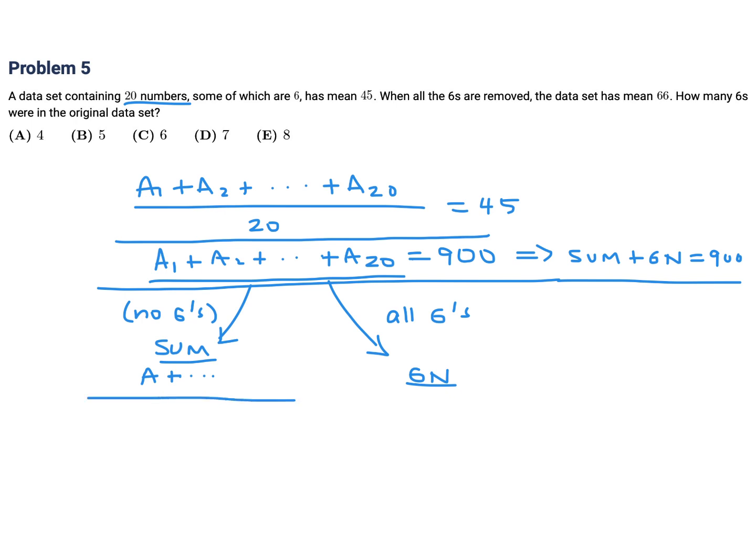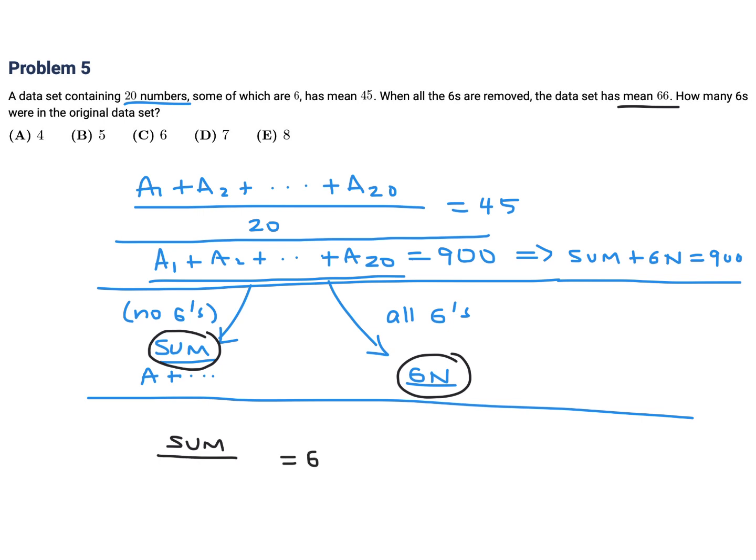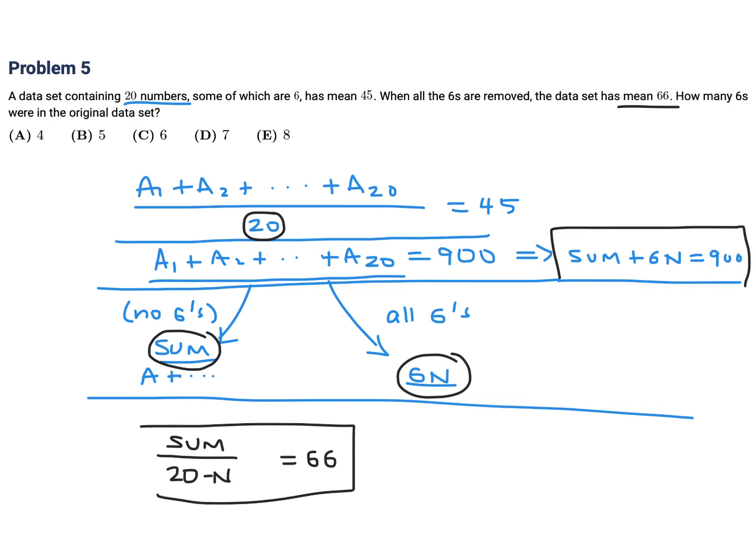Okay, so now we get to what they want and what they are asking for. They're saying if you take out all these 6s, you remove them, then the mean is 66. So basically what that means is that if you just take this and take its mean, it would be 66. Now, how many are we going to divide by? Before we divided by 20, but now we're going to divide by 20 minus n, right? Because there's n 6s, and we're taking out those. So I guess we have a system of equations here, and we'll just solve for it.